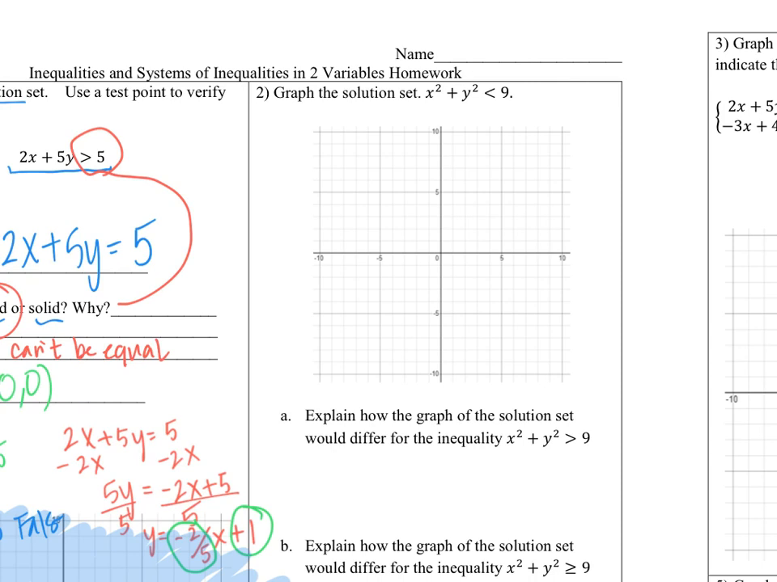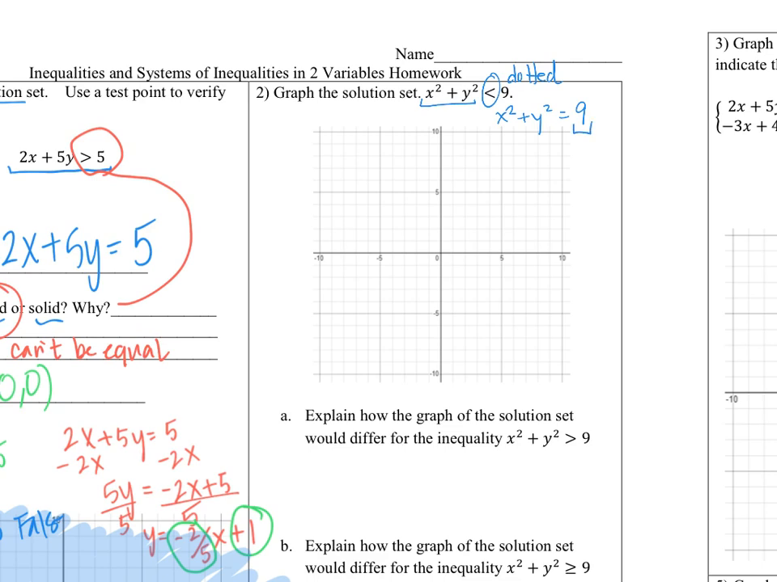All right, for number 2, we're going to graph the solution set again, but this time we have x squared plus y squared. Our boundary line is a circle. x squared plus y squared equals 9. Again, it's going to be dotted because of that less than.